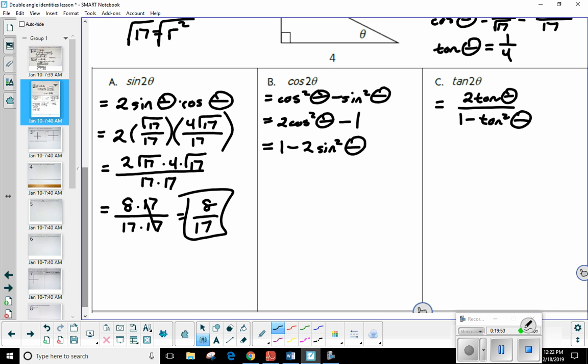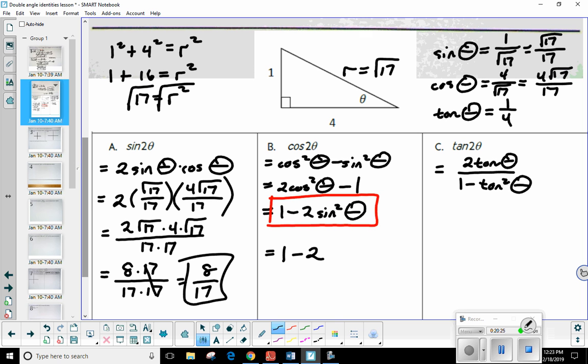Okay. So now let's determine cosine of 2 theta. So the only thing here is you got 3 choices, but any of those 3 will always give you the same answer. Brandon, what do you like? Okay, so you want to do the 1 minus 2 sine squared? Okay. So let's use this one. 1 minus 2 sine squared of theta. So I've got the 1 minus 2. Now, sine of theta, from the triangle, we got that to be square root of 17 over 17, right? So I'm just going to plug him in.